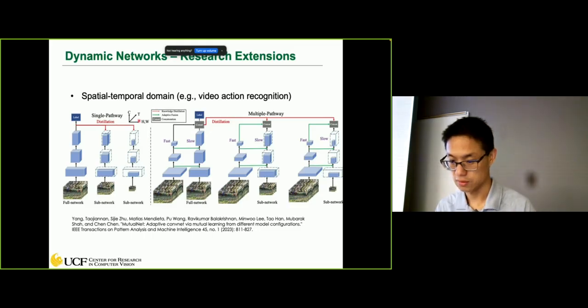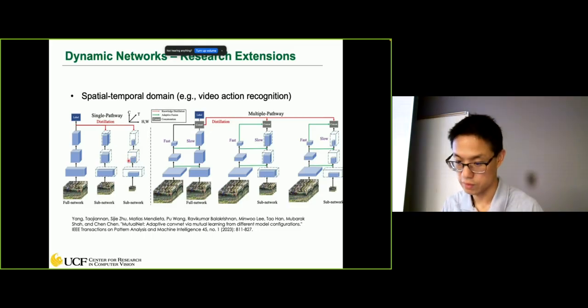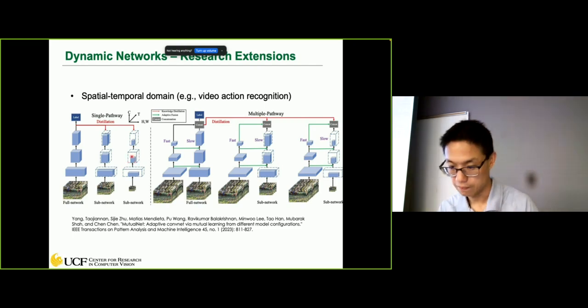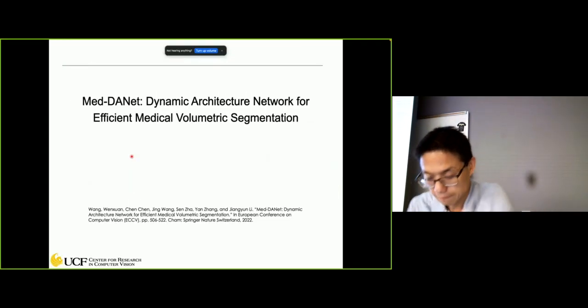As you can see, this figure shows you how the spatial dimension looks. Maybe we have a smaller input resolution, but we are also selecting part of the frames or feature map. So that gives you the basic idea of this kind of dynamic network.